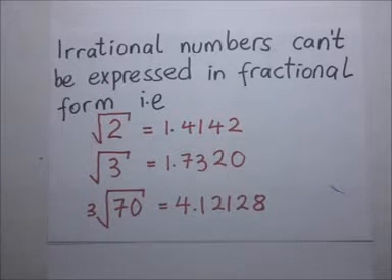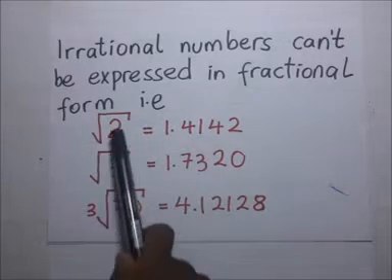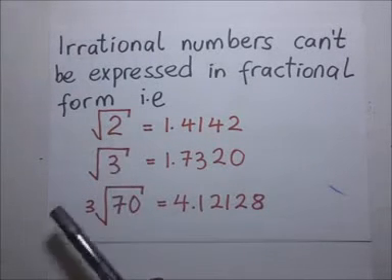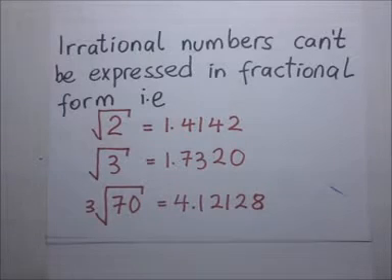In other words, a surd is any number of the form square root of a, or square root of b, where a and b are integers, which cannot be expressed as a rational number. So we are going to go on and look at how we simplify surds.